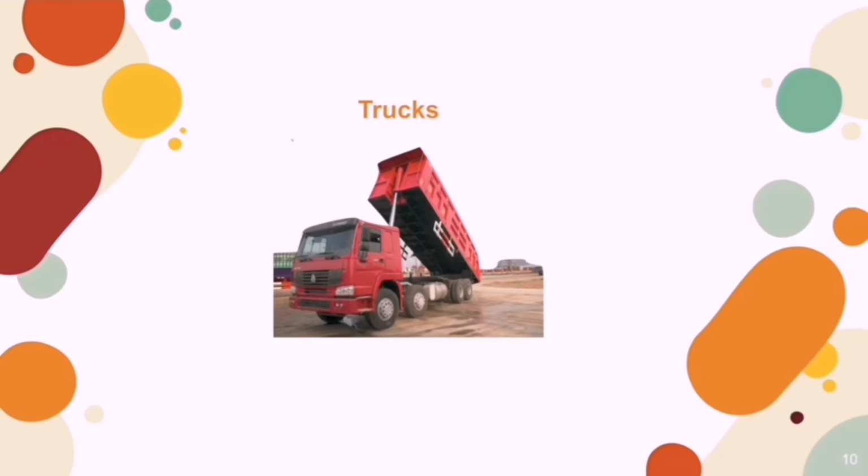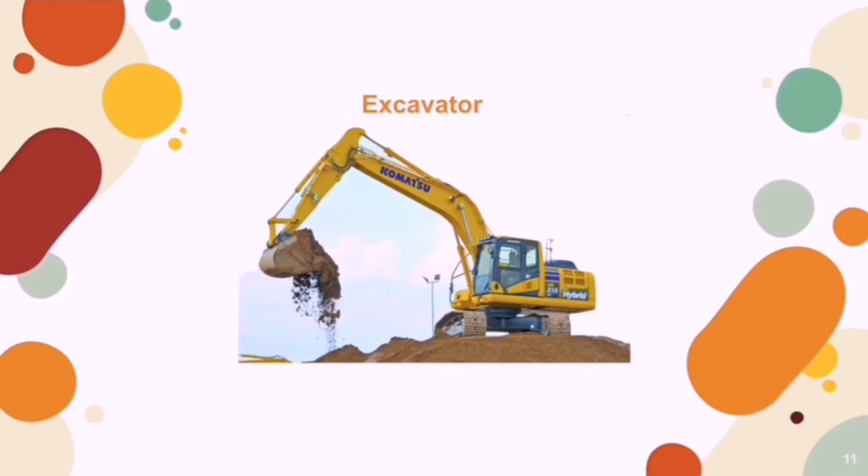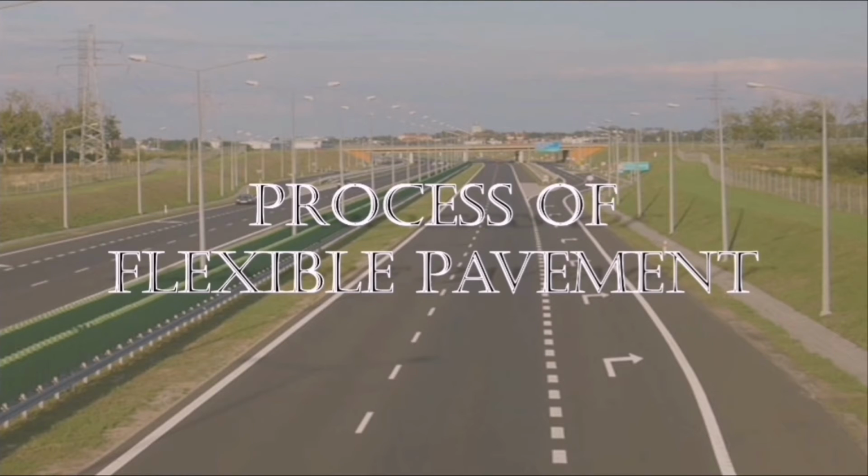Trucks. It is used to transport materials over to the construction site. Lastly, excavator. It is used to excavate soils or move large objects. Now I would like to share with you the process of flexible pavement.